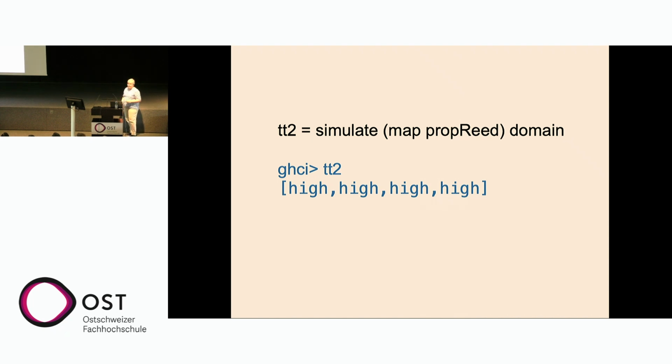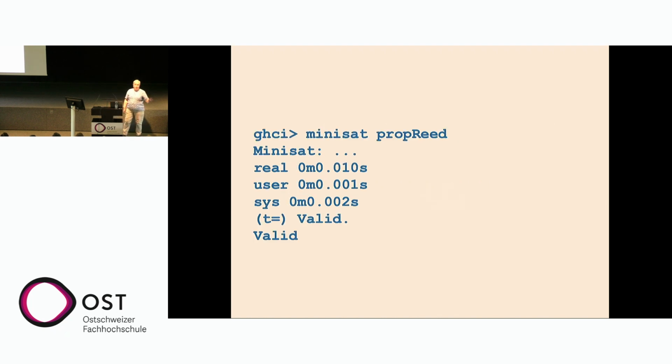So I can ask things like, if I take prop read and map it over all of the domain, all the possible inputs, do I always get high? And the answer here is yes. So we can be pretty sure we did make an exclusive OR gate here. But we could also generate a formula for input to Minisat, which incidentally we also made in the group while we were making Lava. And it will say valid. So this now is a kind of proof that we really have an exclusive OR gate.